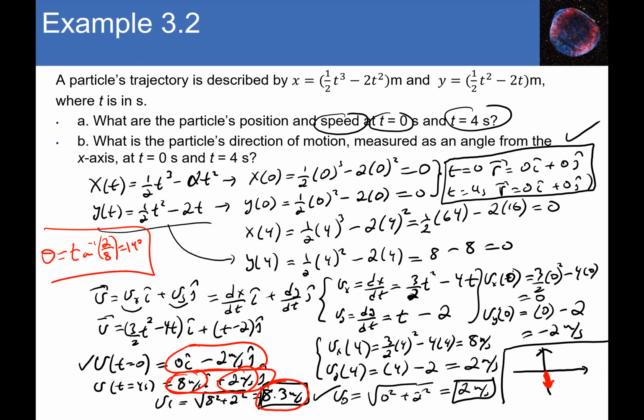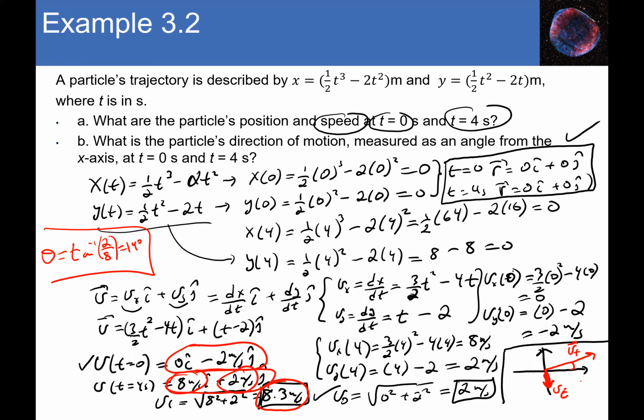That means that at the time of 4 seconds, the velocity is going to be something like that. That's not accurate because that's not 14 degrees, so maybe it's something like this. There you go, about 4 times longer. So this is V final, and this is V initial. Assuming that this is 14 degrees.